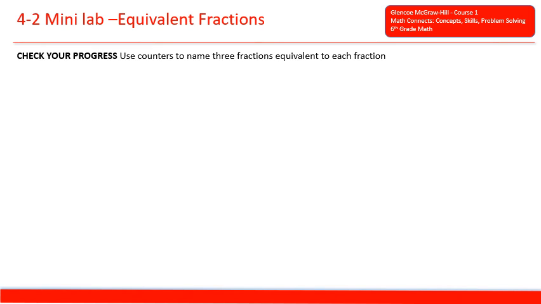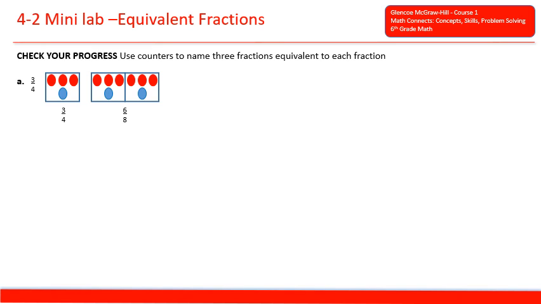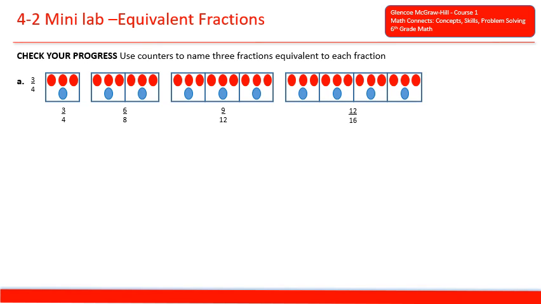Check your progress. Use counters to name 3 fraction equivalents to each fraction. 3/4. So that's what 3/4 could look like. 3 out of 4 counters are red. We could do 6 out of 8 counters are red. Notice that it's 2 squares of the one that's showing for 3/4. And then we have 9/12, which is 3 groups of the 1 for 3/4. And then we could have 12/16, which again is just 4 groups of the 1 for 3/4.